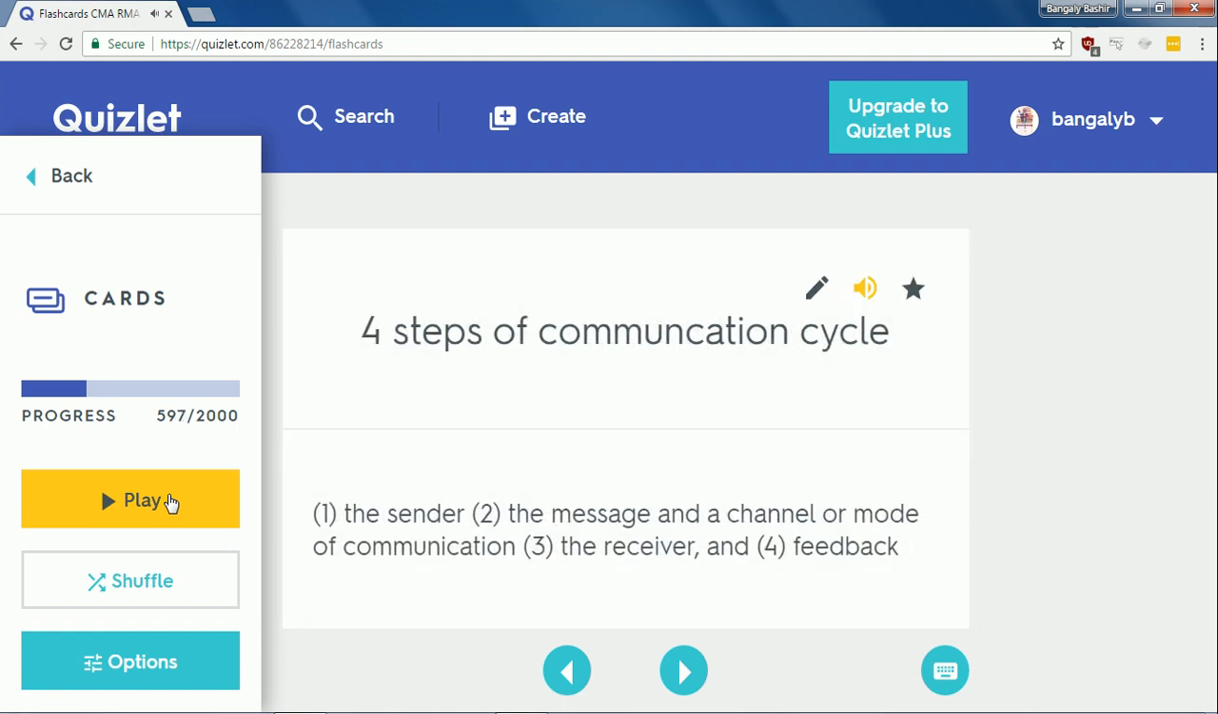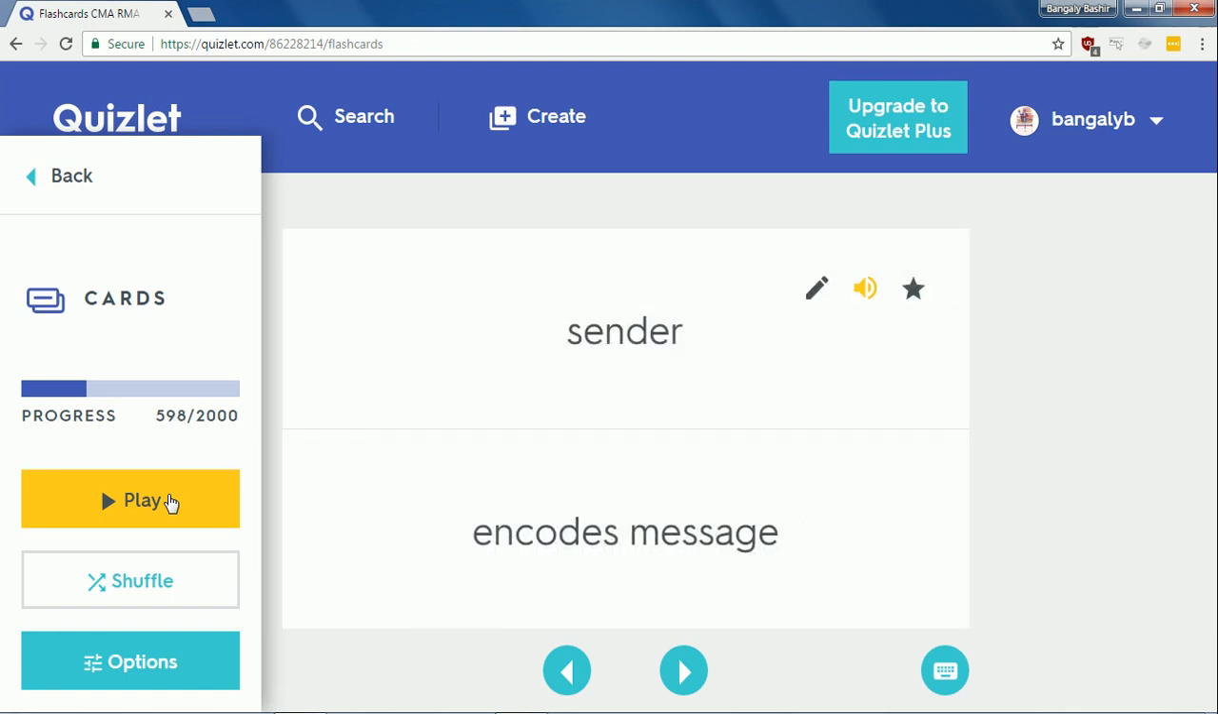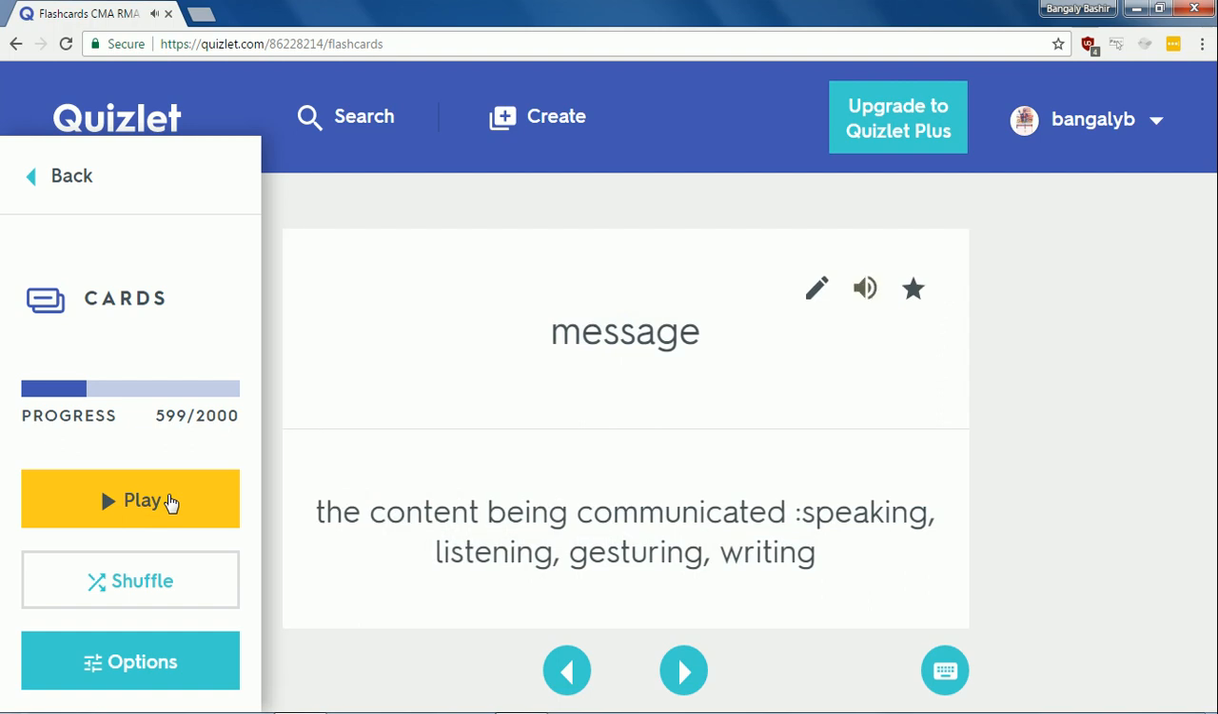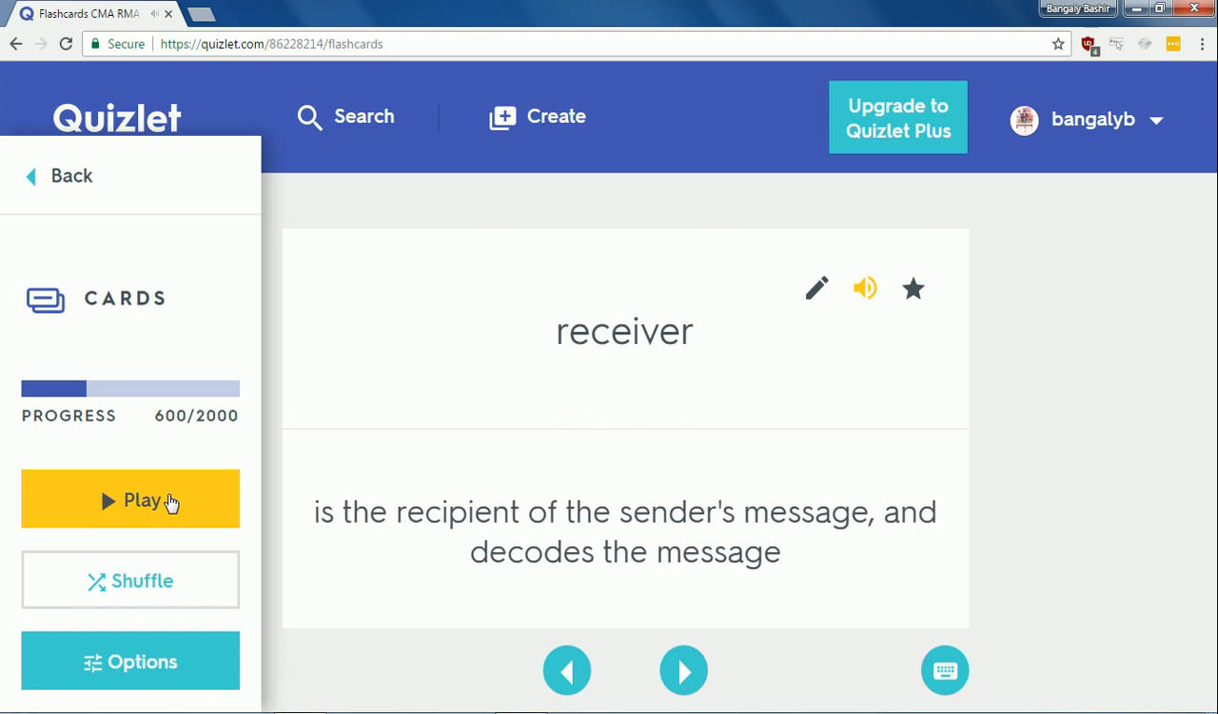Four steps of communication cycle. The sender, the message, and a channel or mode of communication, the receiver, and feedback. Sender encodes message. Message. The content being communicated, speaking, listening, gesturing, writing. Receiver is the recipient of the sender's message and decodes the message.